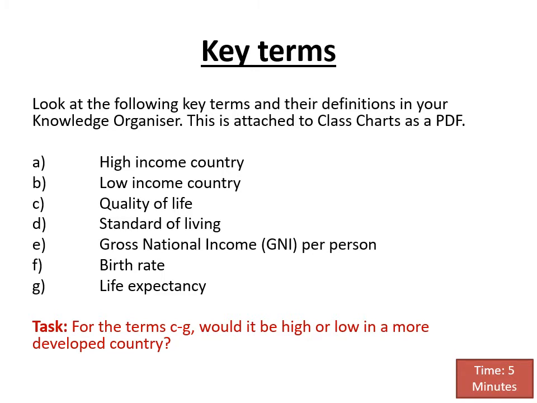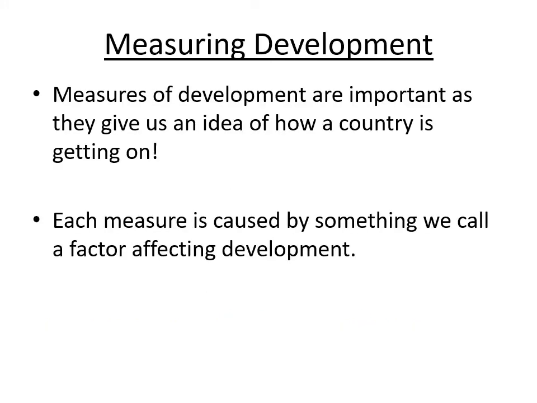There are different ways of measuring development. Now, there are many, many others, but these are some of the key ones, some of the most important ones that we look at. So measures of development are important as they give us an idea of how a country is getting on. Each measure is caused by something, and we call those factors. Factors affecting development. Let's have a look at some now.